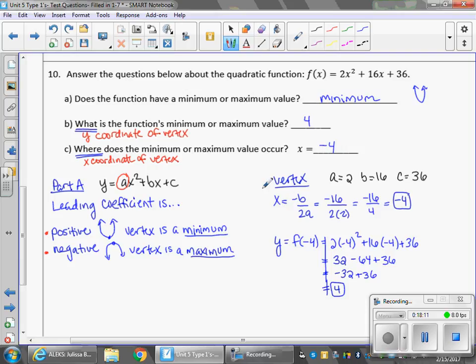So again, just for emphasis, where does it occur? At the x-coordinate. What is it? In terms of what is the min or max value, that's the y-coordinate. Okay, so that's it for part 2 of our notes. That's numbers 8 through 10. Part 3 will be posted later on today.